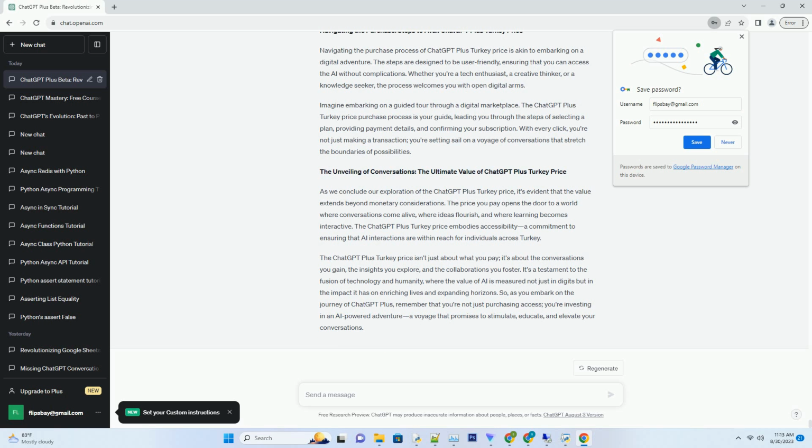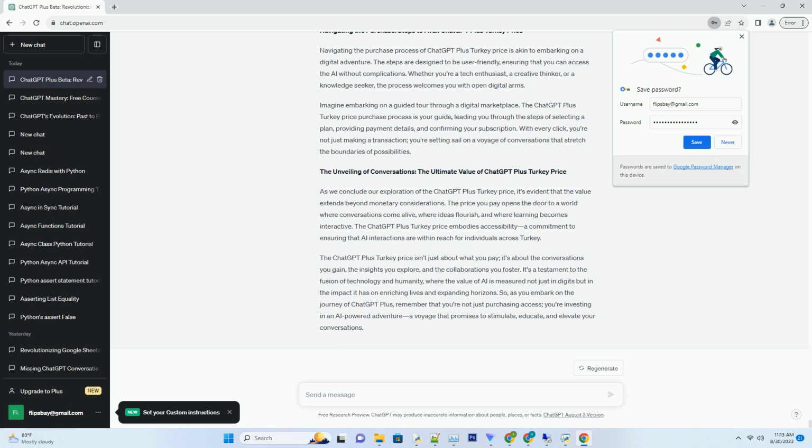Navigating the purchase, steps to avail ChatGPT Plus Turkey Price. Navigating the purchase process of ChatGPT Plus Turkey Price is akin to embarking on a digital adventure. The steps are designed to be user-friendly, ensuring that you can access the AI without complications. Whether you're a tech enthusiast, a creative thinker, or a knowledge seeker, the process welcomes you with open digital arms.